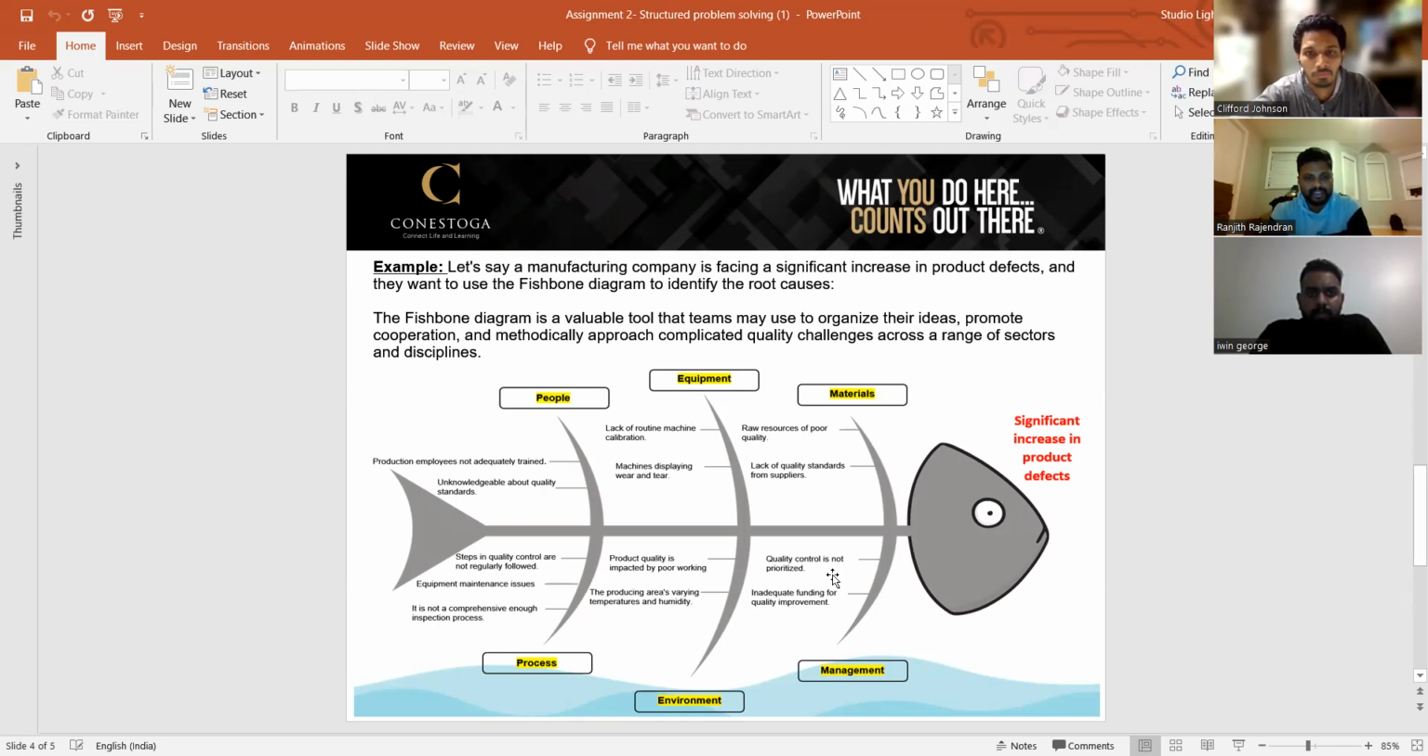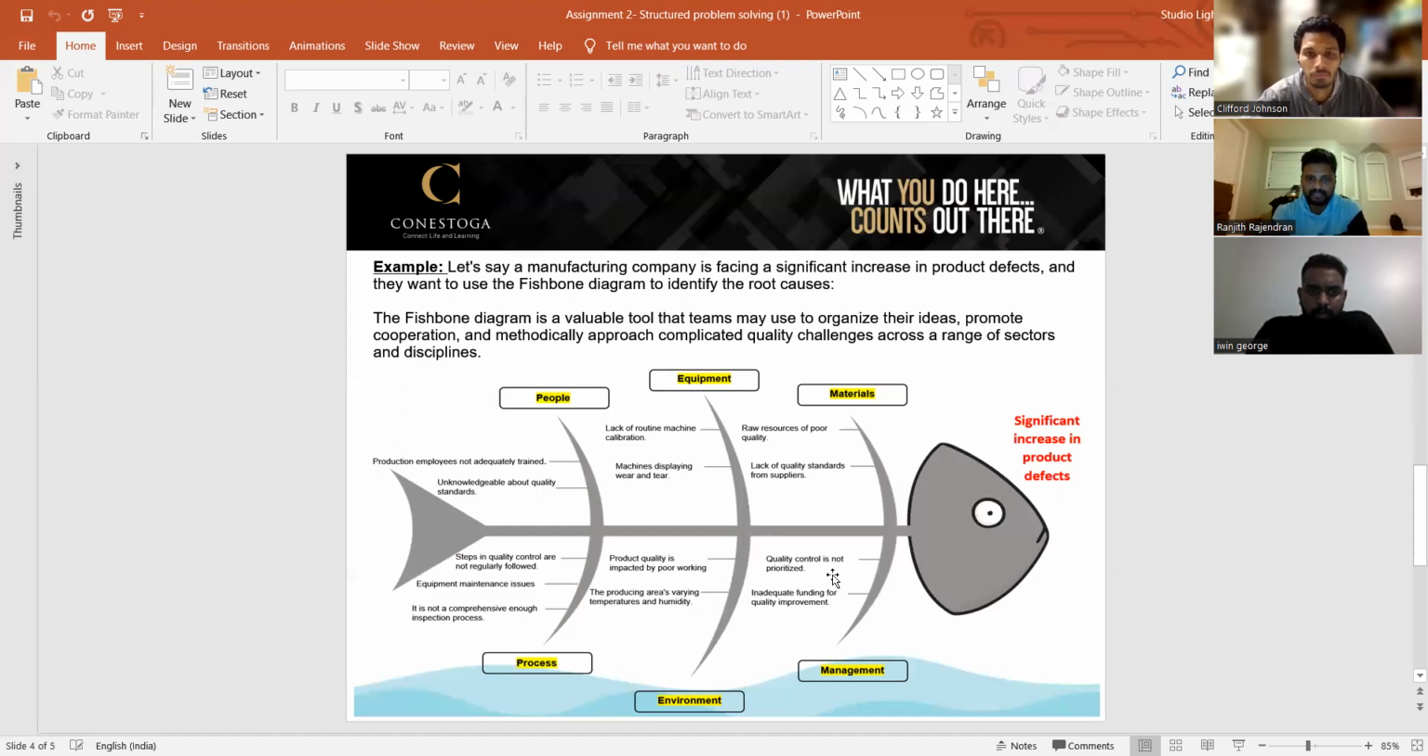So the first category is people, which is the employees of the company. So what are all the factors that come under people? There could be production employees not adequately trained or unknowledgeable about quality standards. And the next factor is equipment. There could be a lack of routine machine calibration, or machines displaying wear and tear could be one of the reasons for the defective products.